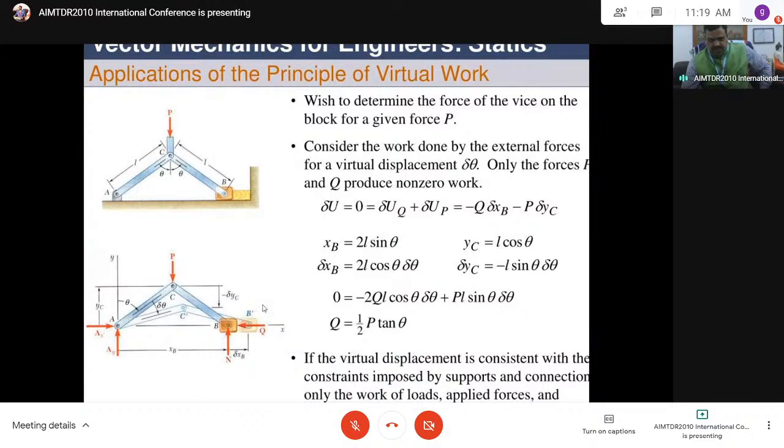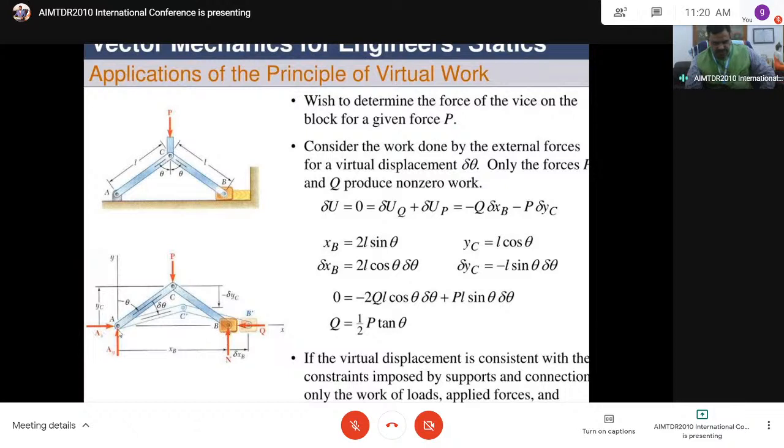Now the external, I have drawn a free body diagram by removing all surroundings, all constraints. I represented the system. Okay. Now once we know the displacement, calculate the delta displacement, the virtual displacement. Here the external forces are P having displacement in y direction, Q is having displacement in x direction. That's why we need x component and y component.